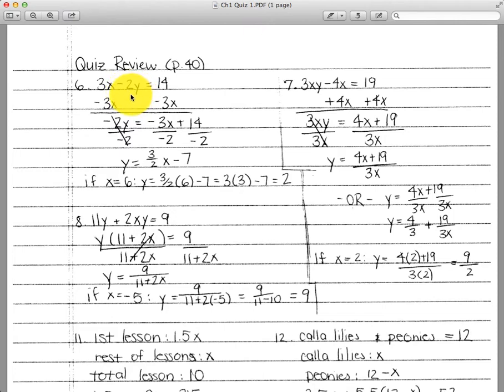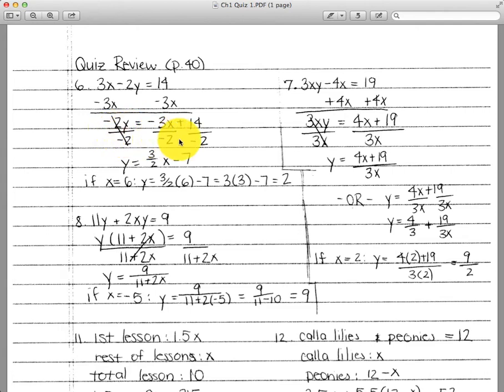So we want to solve for y. So that means I want the y to be on a side all by itself. So let's get this 3x over to the other side by subtracting 3x from both sides. Now you have negative 2y equals negative 3x plus 14. And then you would divide each term by negative 2.